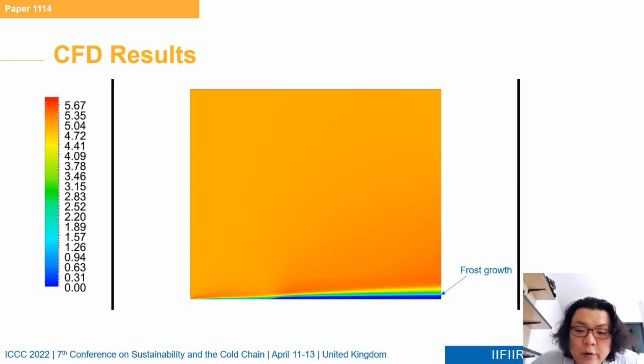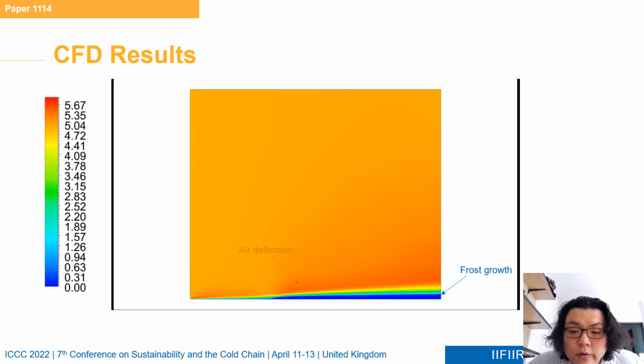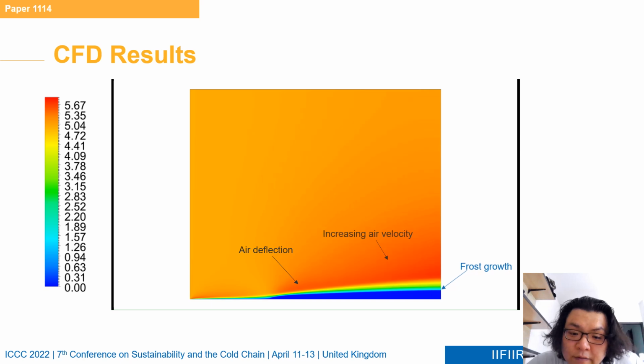This is the video compilation of the air velocity distributions from 0 seconds to 3600 seconds for the case of Wang et al. You can see that the frost grows continuously from 0 seconds, and there's an air deflection caused by the frost growth, and the increase of the air velocity caused by the air deflection also increases as the frost continually grows.